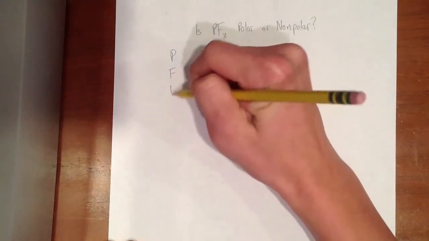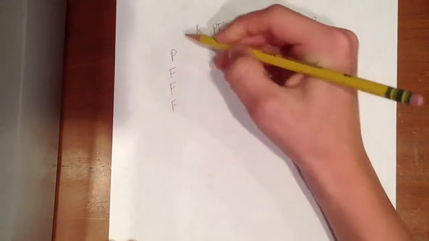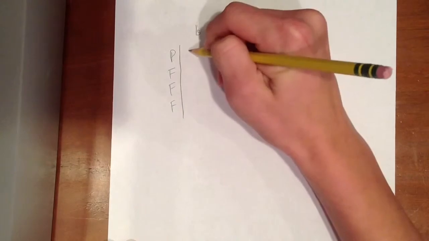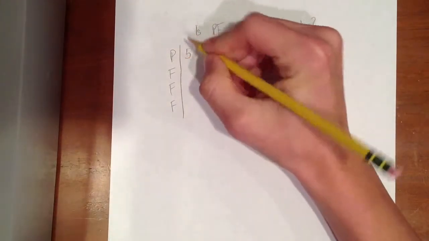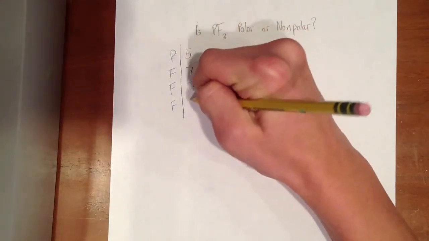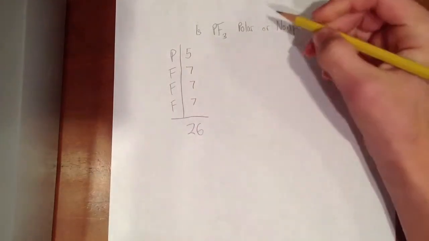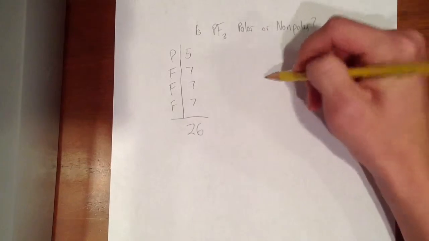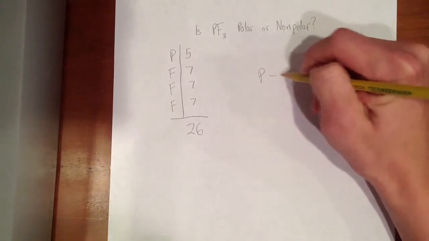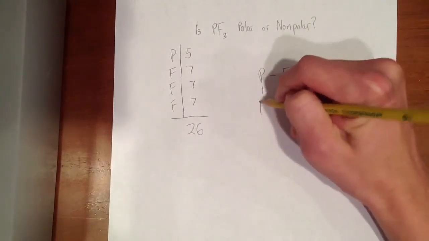So you have one phosphorus atom and 3 fluorine atoms, and because of where they are on the periodic table, phosphorus has 5 valence electrons and fluorine has 7 each. In total, the molecule has 26 valence electrons. When you start the Lewis dot structure, you have phosphorus surrounded by 3 fluorine atoms.